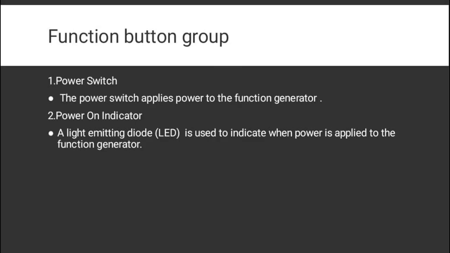First, in function generator, there is the power switch. The function of the power switch is to apply power to the function generator. Second, there is the power on indicator. The function of the power on indicator, a light emitting diode, which is LED, is used to indicate when power is applied to the function generator.